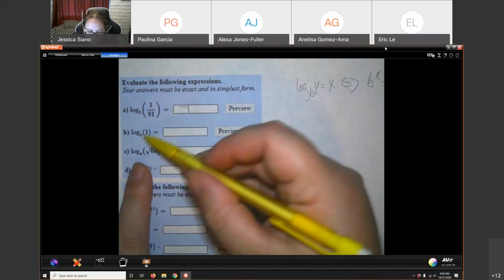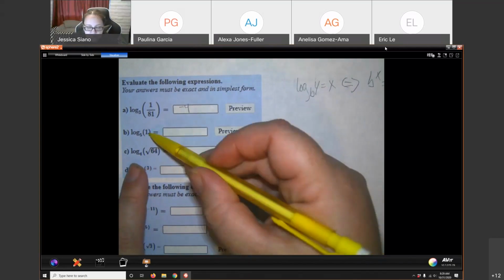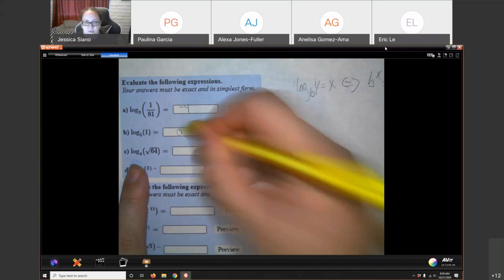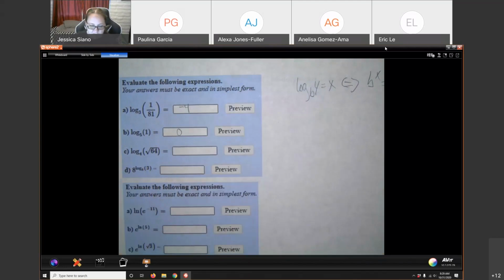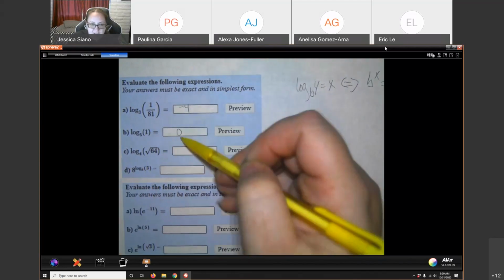5 to what power is 1? Well, 5 to the 0 power is 1. In fact, anything to the 0 power is 1. If you have a 1 right here, you should have a 0 over here.